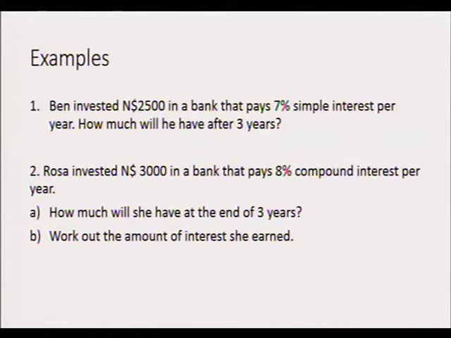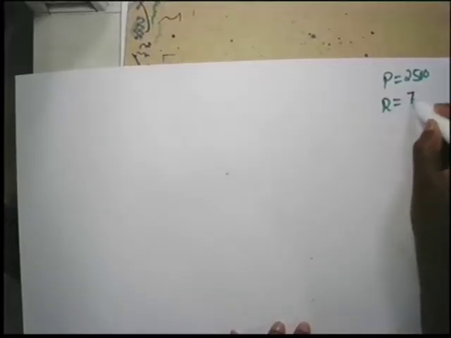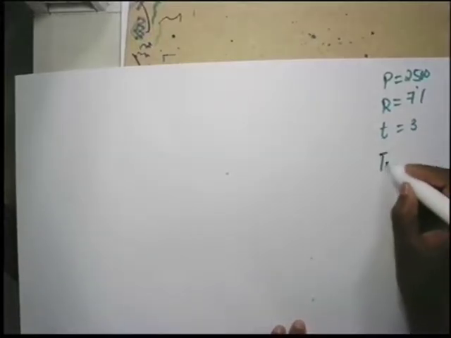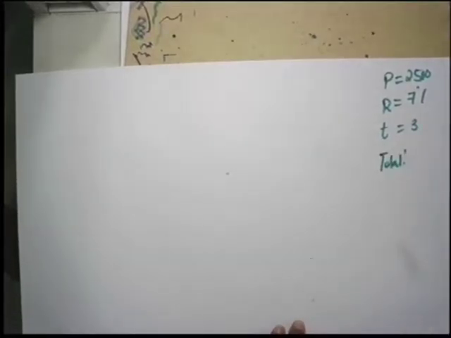We have the principal. The principal amount there is $2,500. Okay, we have the rate, the percentage, which is 7%. We have the time, which is 3 years. All right, then work out the total now. How are we going to work out the total?